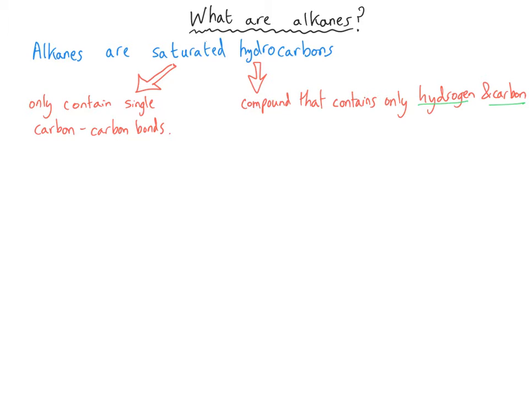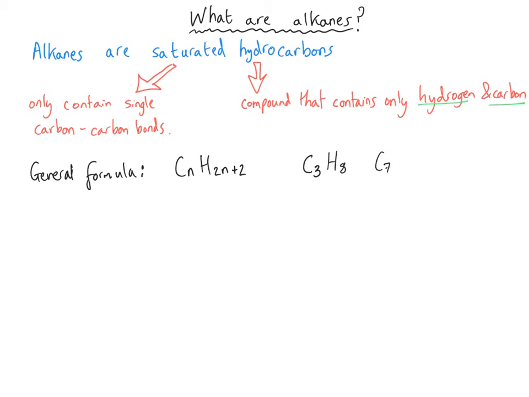Now, the general formula of alkanes, we came across general formulae in our introductory video to organic compounds, is CnH2n+2. What that means is if we know how many carbon atoms something contains, 3 let's say, that means that to work out the number of hydrogen atoms it will contain, we double the 3 to get 6 and we add 2 on and we get 8.